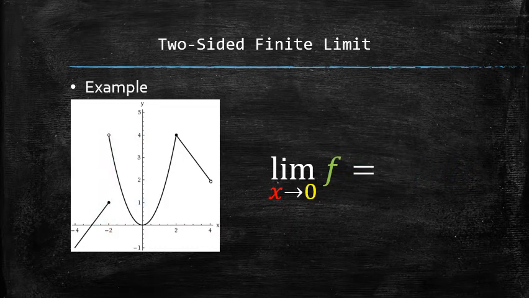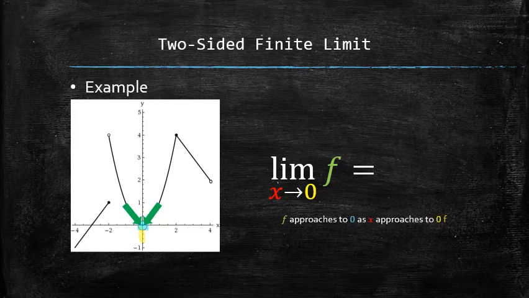To find the next limit, we need to determine the value which the function approaches as x approaches 0 from the left and the right. It is easy to see that the function approaches 0 from both sides. In other words, f approaches 0 as x approaches 0 from both sides. Therefore, the answer is 0. So we found the limit.